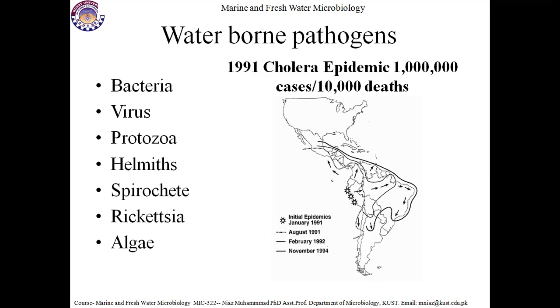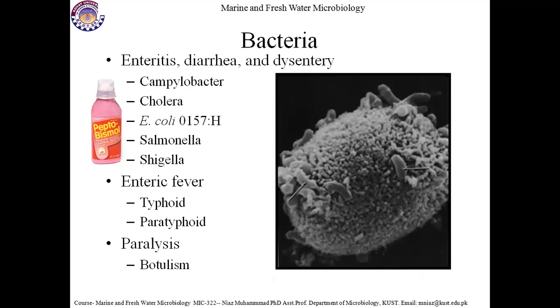Bacteria are present in the environment. Pathogenic and non-pathogenic bacteria are all present in the environment and get access to healthy individuals through water. Viruses are present in water and get access to healthy individuals through water. Protozoans are also present in the environment and get access to healthy individuals through water. Similarly, helminthes, spirochetes, rickettsia, and algae also get access to the human body through water.